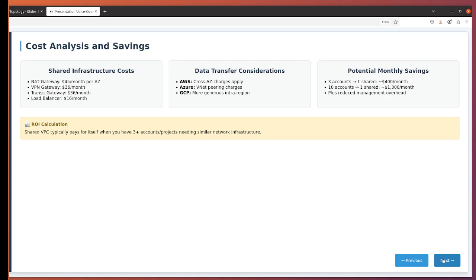Data transfer costs vary by provider. AWS charges for cross-AZ traffic even within shared subnets. Azure charges for VNet peering traffic. GCP is generally more lenient with intra-region traffic. Best practice: always implement monitoring and cost allocation tags to track usage by different teams or applications.